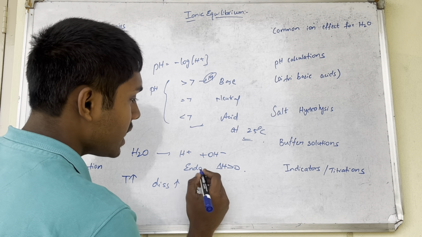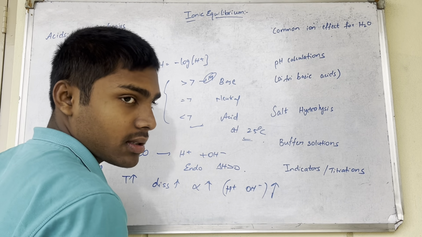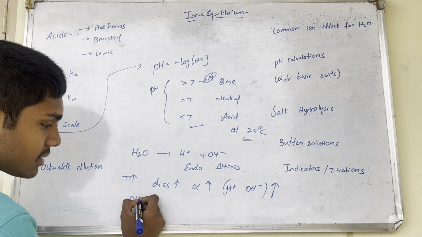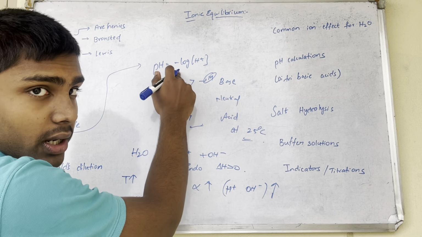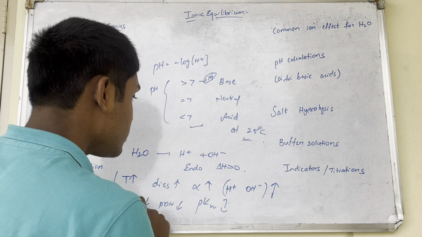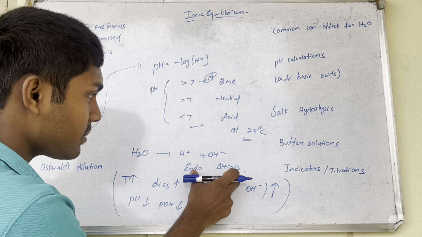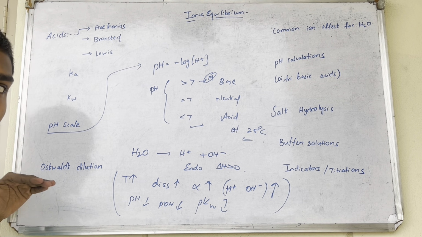So the concentration of H plus and the concentration of OH minus both increase, which implies pH decreases, pOH decreases because it is minus log of H plus, and pKw also similarly decreases. So these are things you have to know. This is an endothermic reaction and these things are going to happen. Now let's go with Ostwald's dilution.